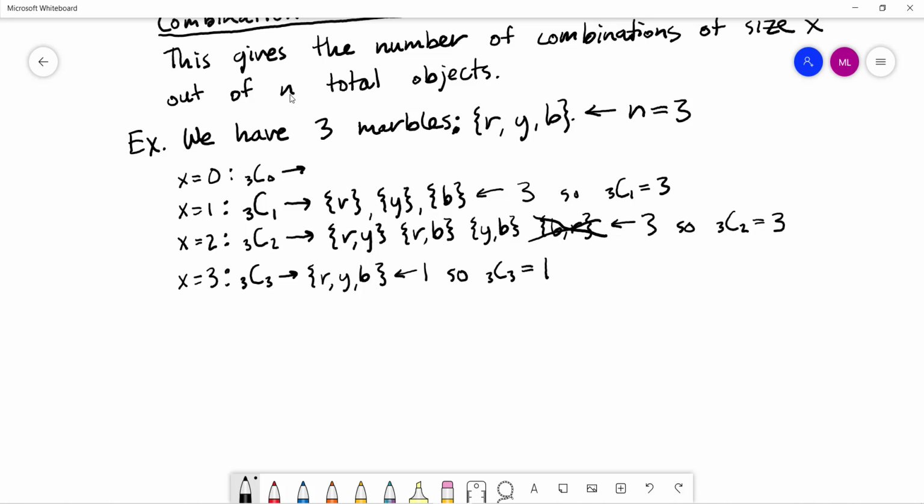Well, same thing. If I take out none of the marbles, I would just do the brackets with nothing in them. That's called the empty set. There's only one way to do that. There's only one way to pull out none of the marbles. Don't pull out any of the marbles. That's the only way to do it. So this is also 1. So in this case, 3 choose 0 is equal to 1.